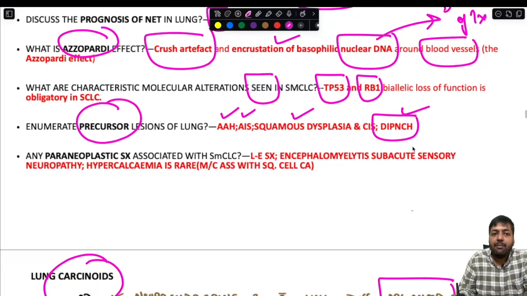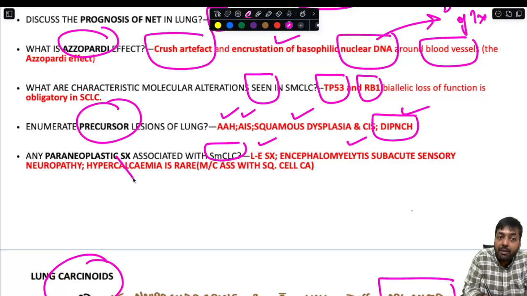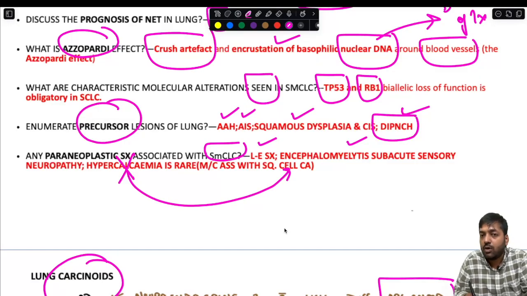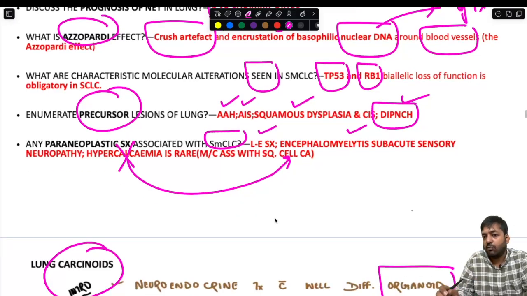Any paraneoplastic syndrome associated specifically with small cell carcinoma of the lung? Yes: Lambert-Eaton syndrome, encephalomyelitis, subacute sensory neuropathy. Remember, hypercalcemia is very rare in small cell carcinoma of the lung. More commonly, hypercalcemia is associated with squamous cell carcinoma of the lung and not with small cell carcinoma of the lung. A very commonly asked exam question.